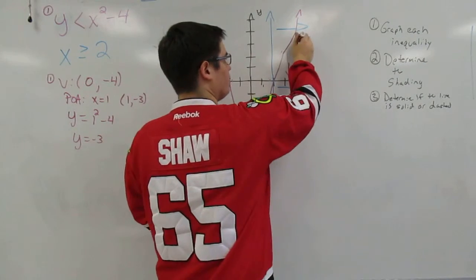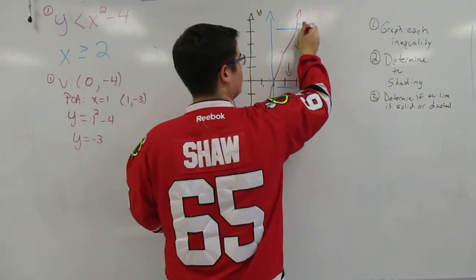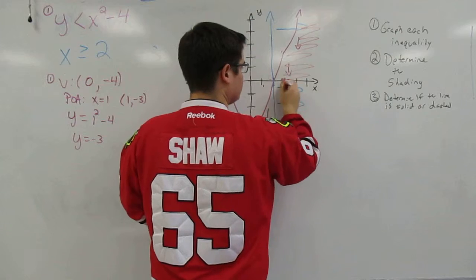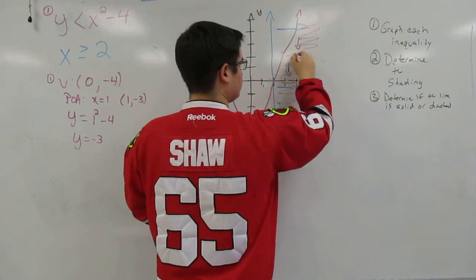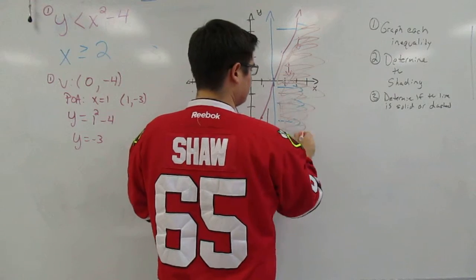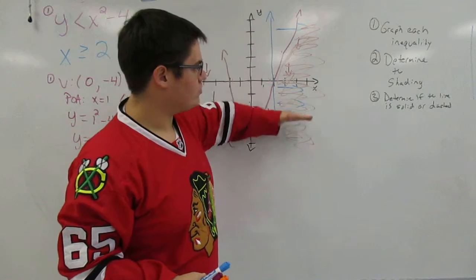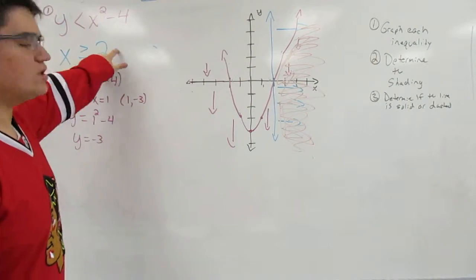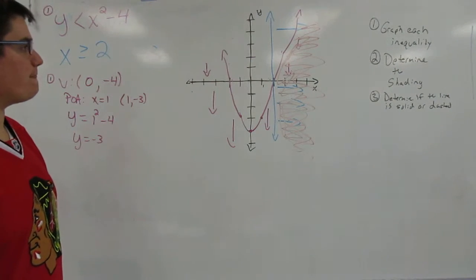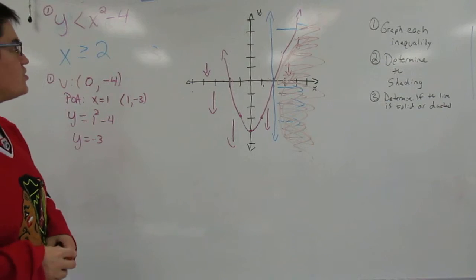And remember, drawing down. So my answer is going to be everything in the orange here. Okay? This is everything that is kind of lower than the purple and to the right of our blue linear line. Okay, final thing we need to do is determine if the line is solid or dashed.